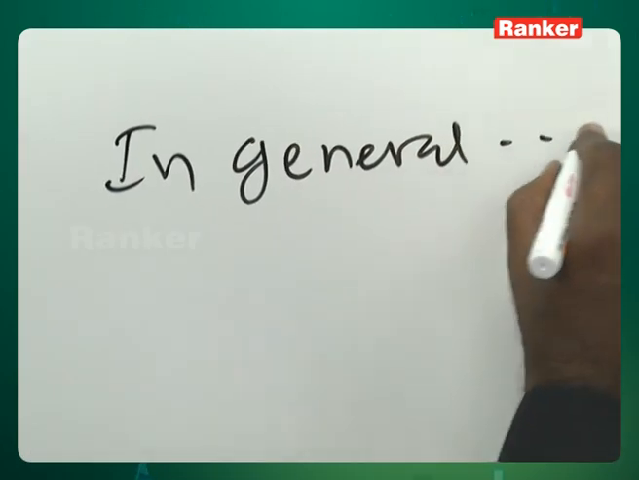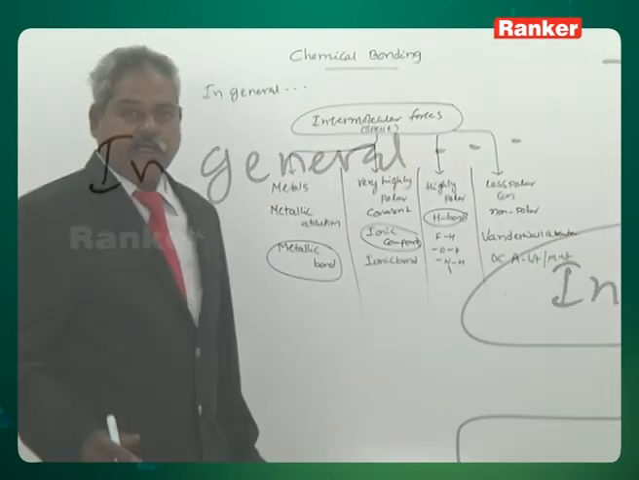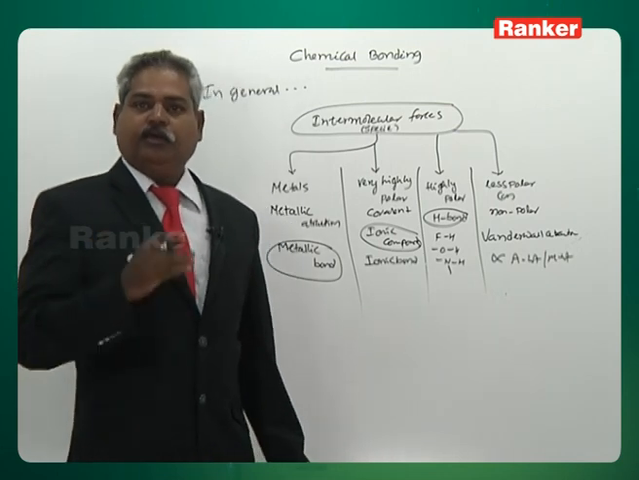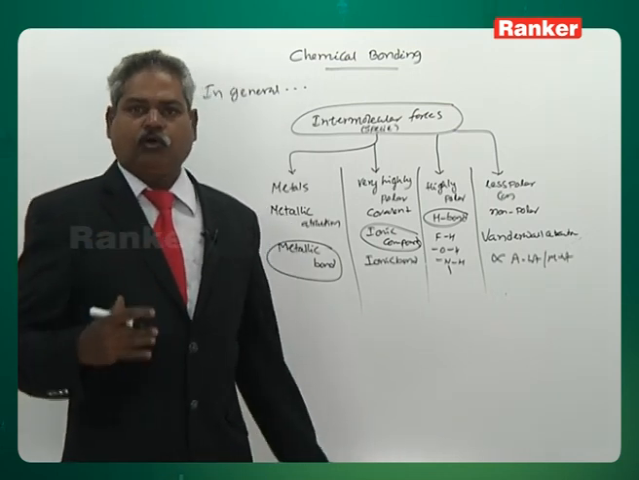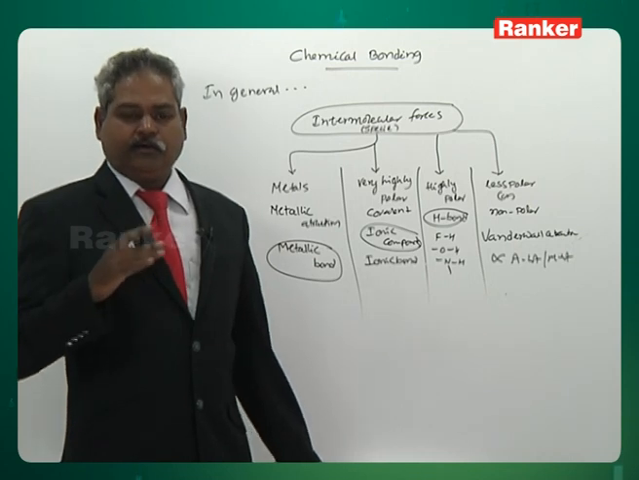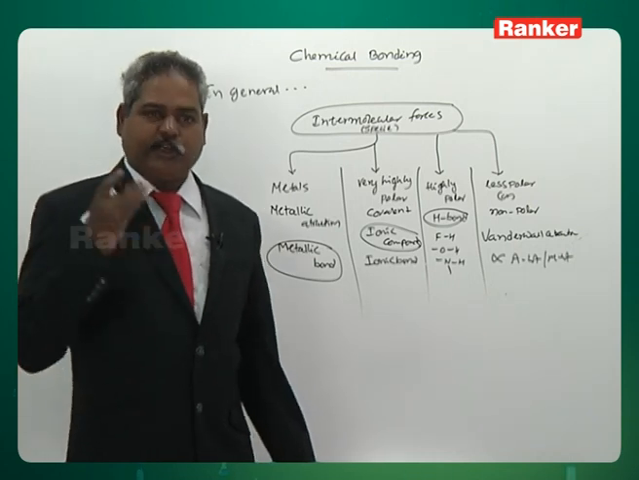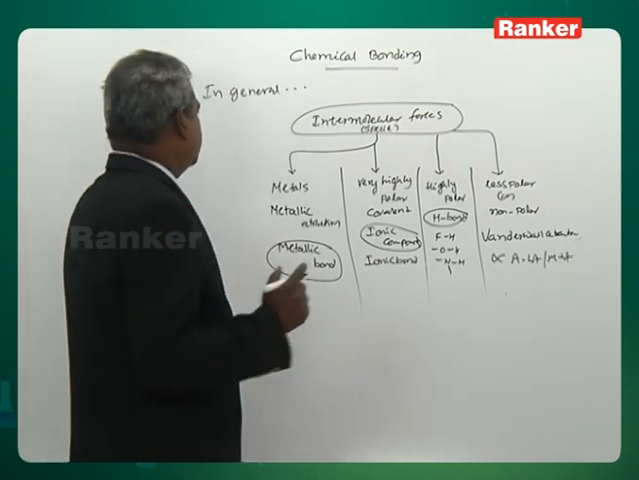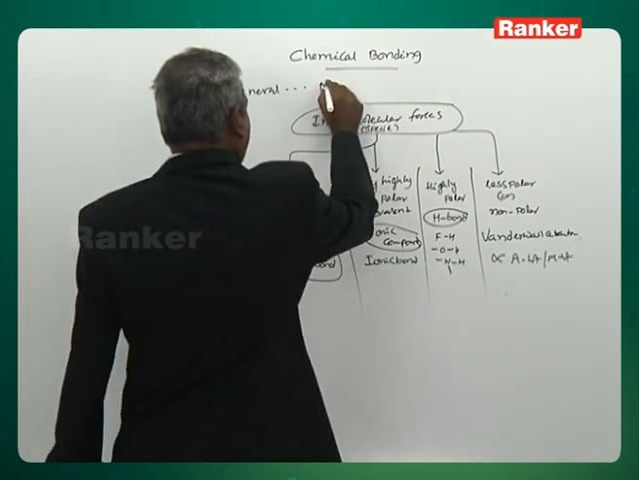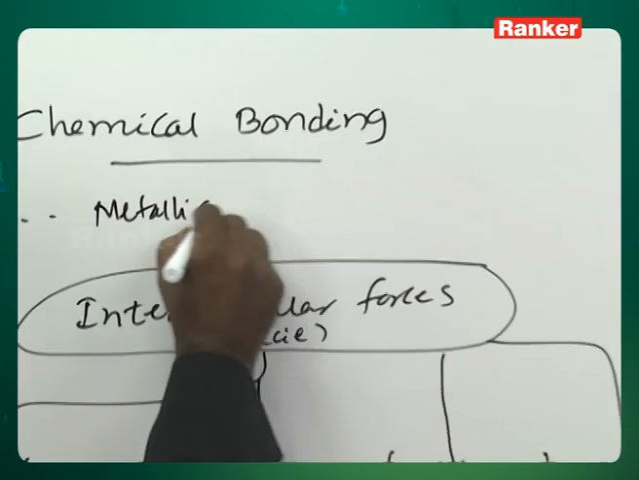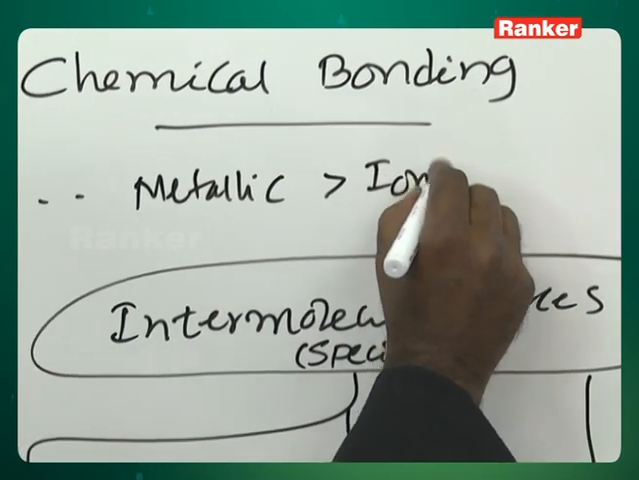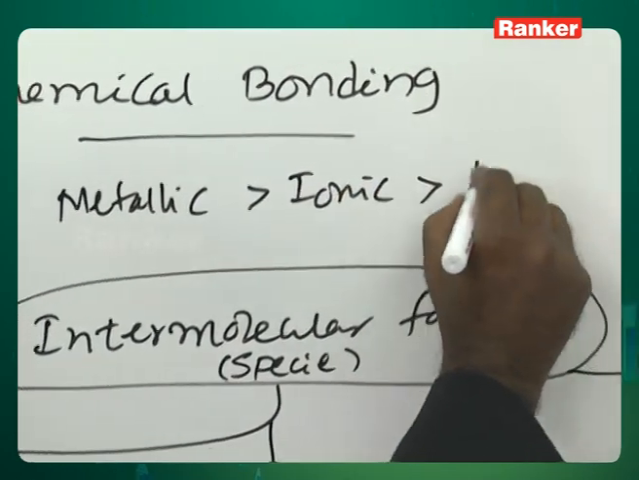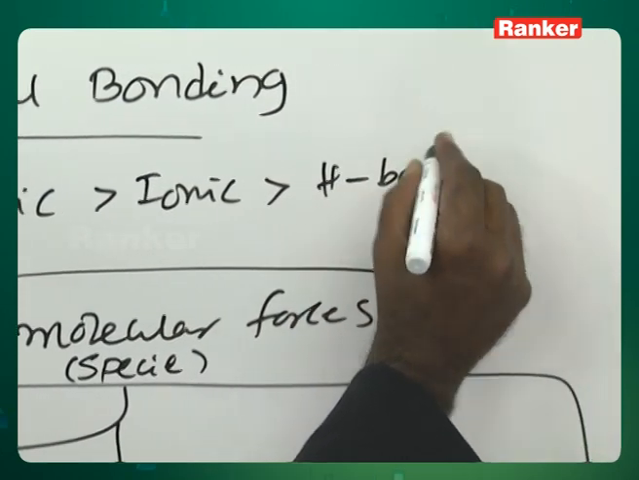and I warn you, whether we write this or not, behind every statement in chemistry, you should always think "in general." There can always be exceptions, and ours is not a job to worry about exceptions. Learn the broader spectrum, 99%. In general, metallic bonds are stronger than ionic, stronger than hydrogen bond, stronger than van der Waals.